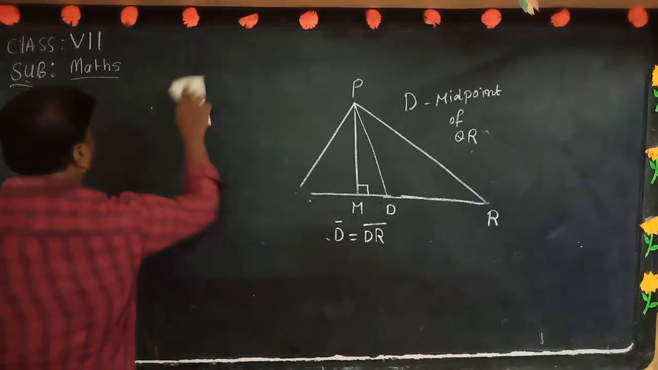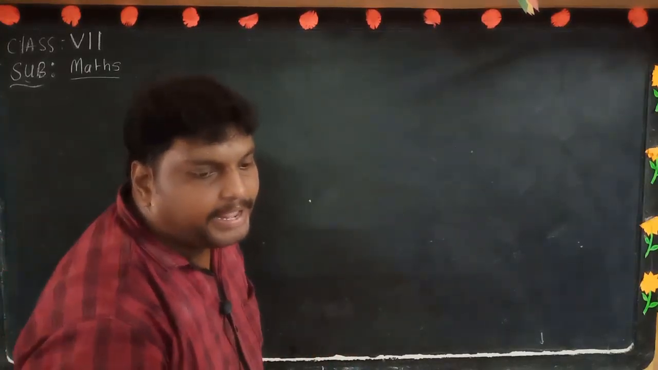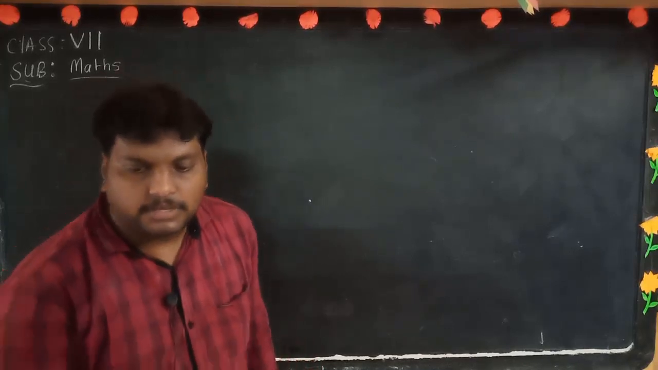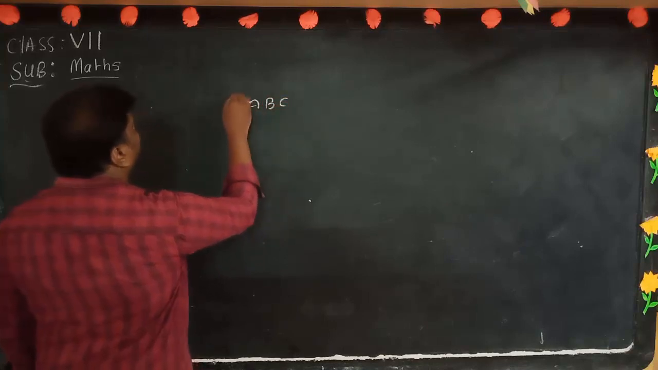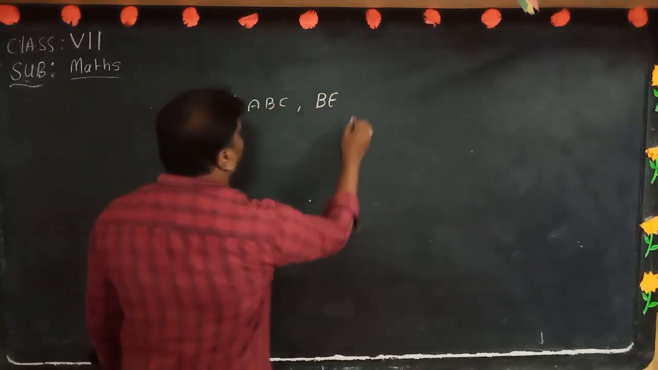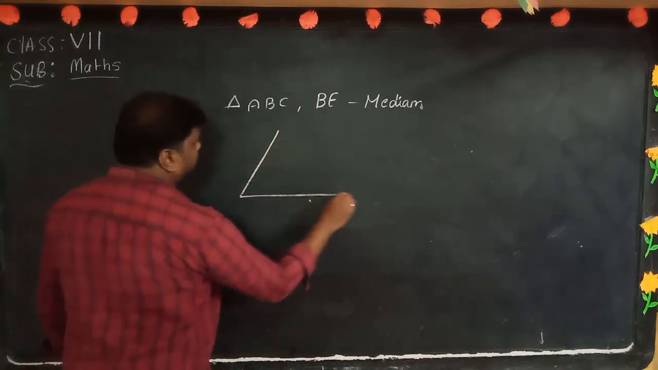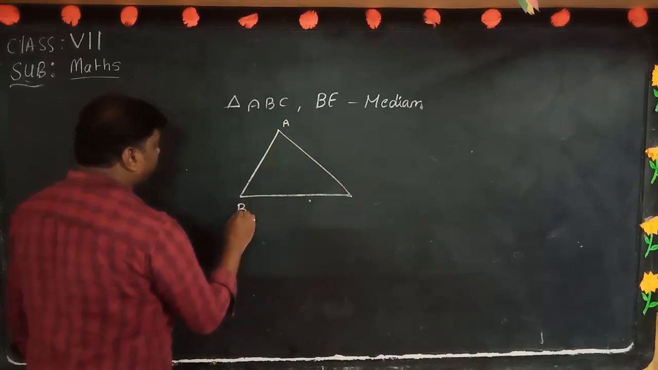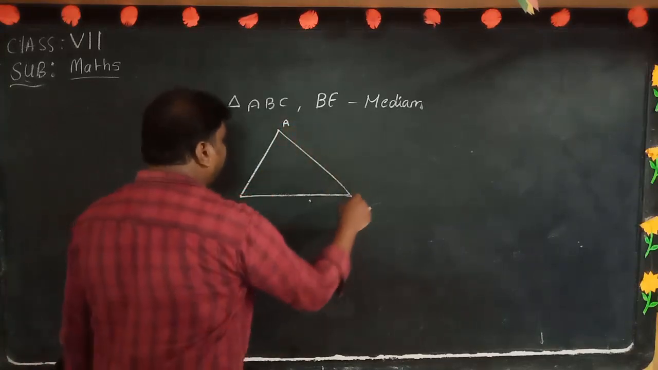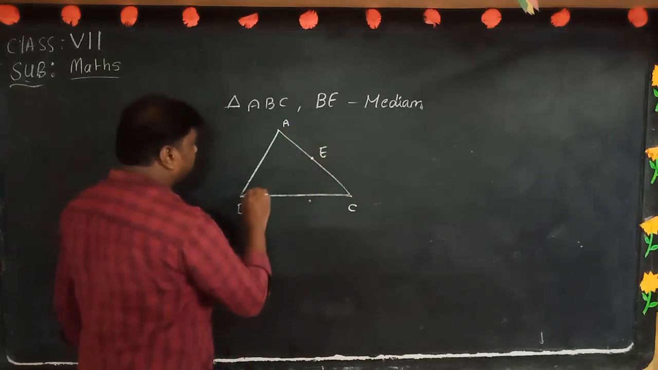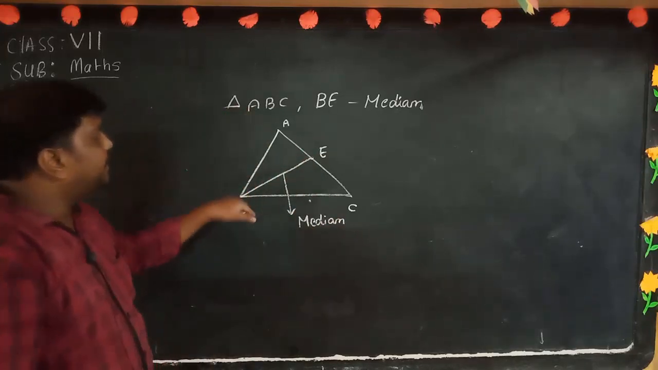Next, we'll check the second problem. What is given in the second problem? Draw a rough sketch of triangle ABC where BE is the median. Just draw one triangle, A, B, C. But we want BE. BE means B and the opposite side AC. We have to take the midpoint of AC, take it as E. Then just draw BE. This is the median. Okay, triangle ABC, BE is the median.